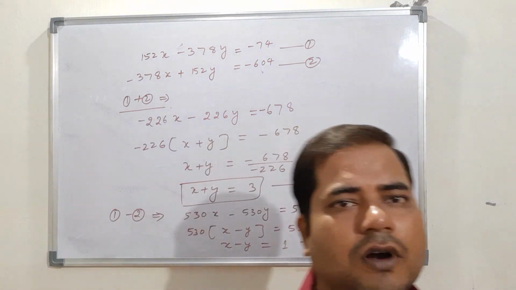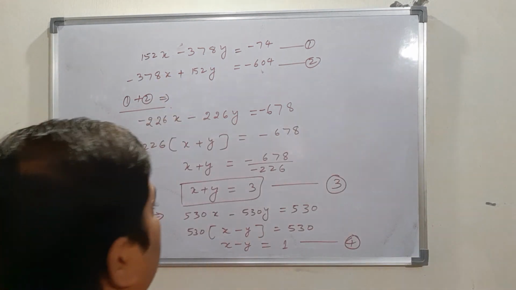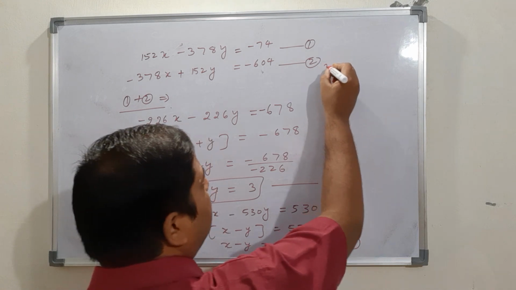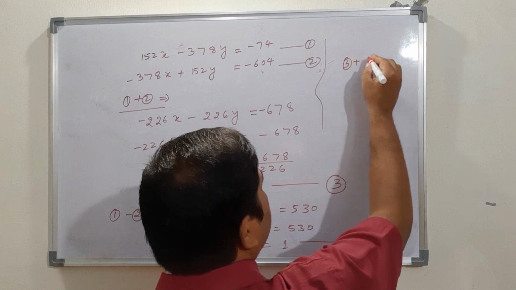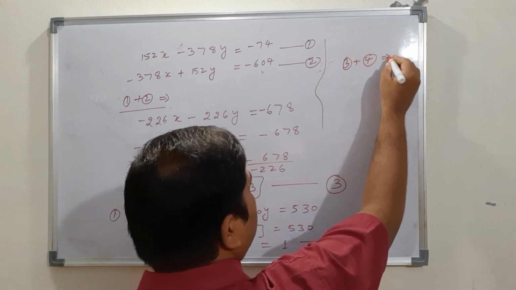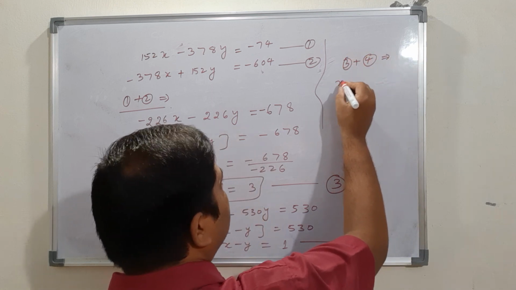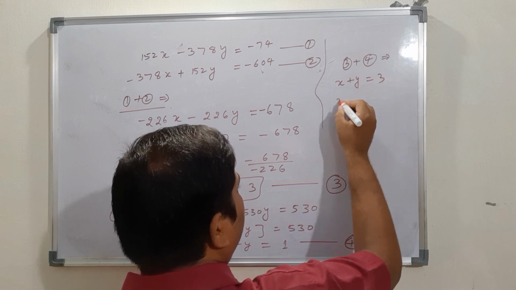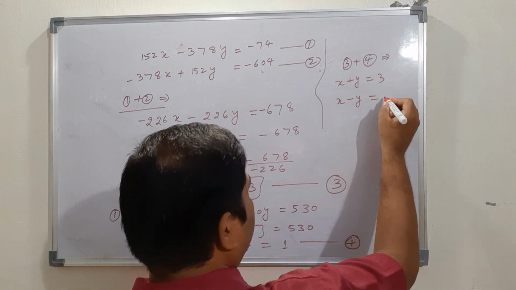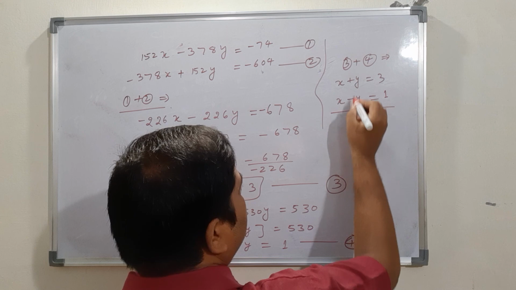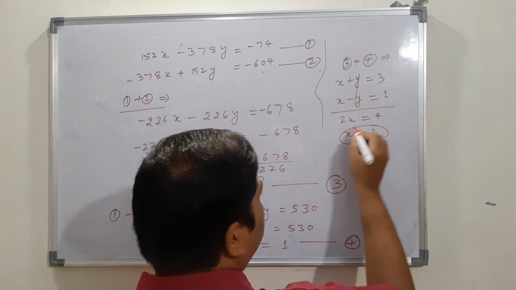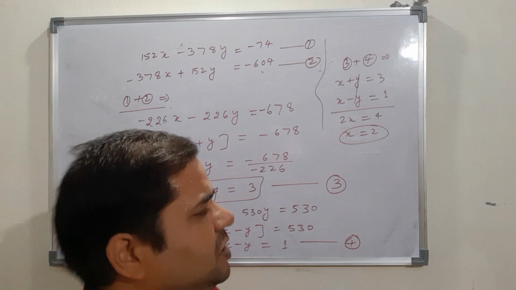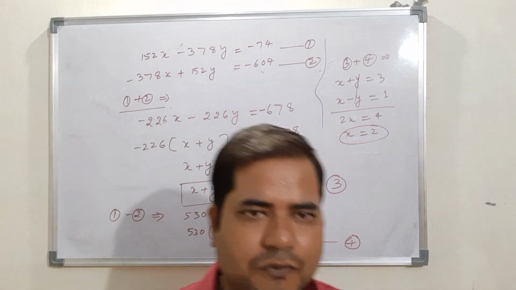Okay. So for that you have to solve these, equation number 3 plus 4 implies x plus y is equal to 3 and x minus y is equal to 1. So 2x is equal to 4, x is equal to 2. Put this value in any one of the equations, you will get the value of y.